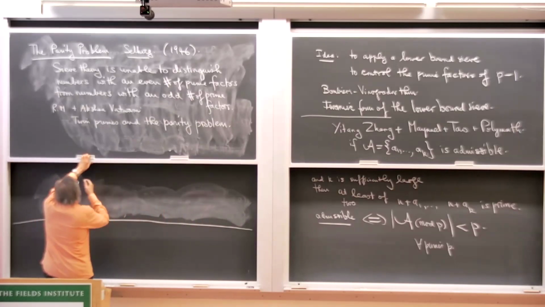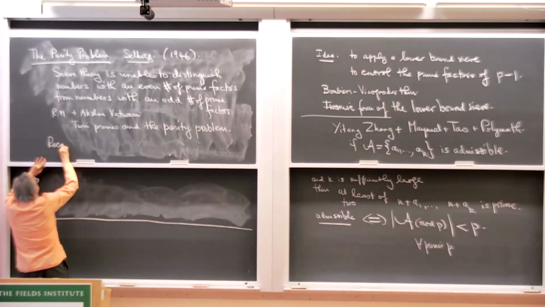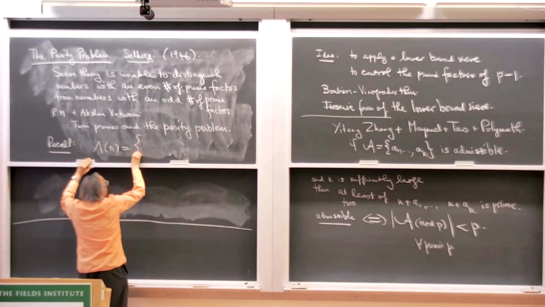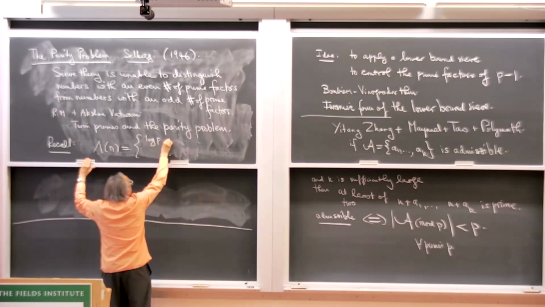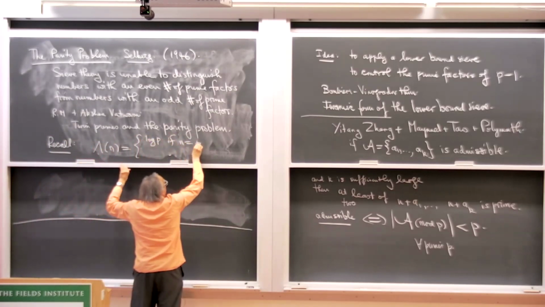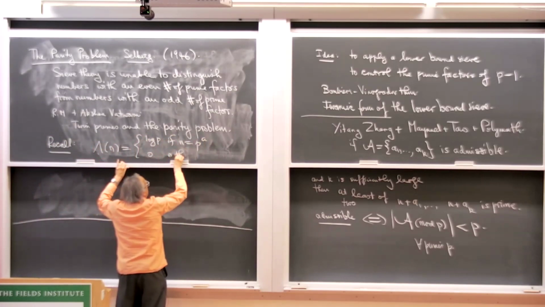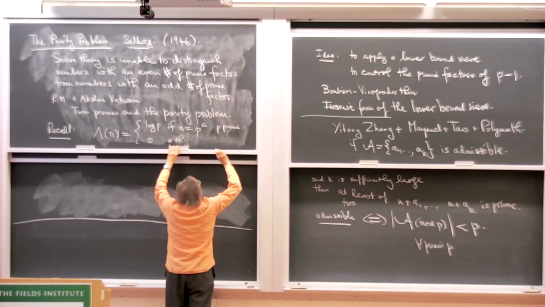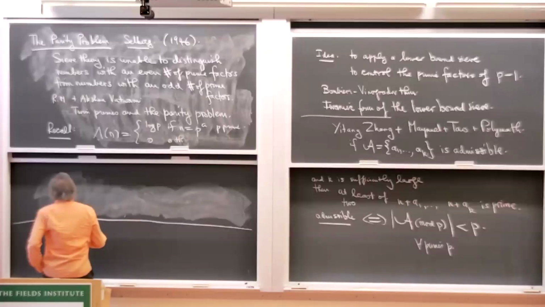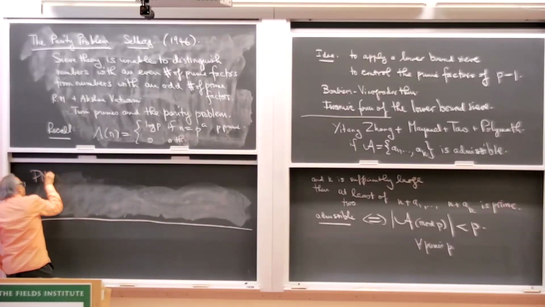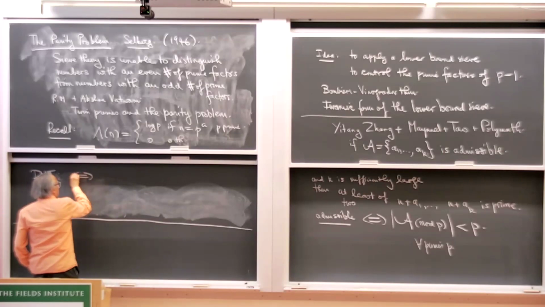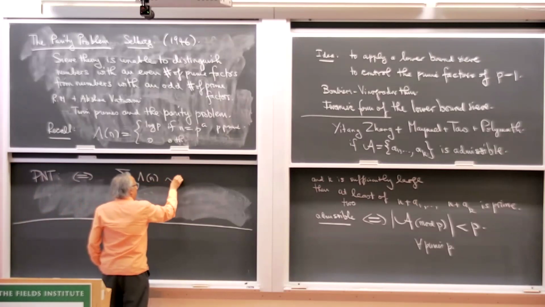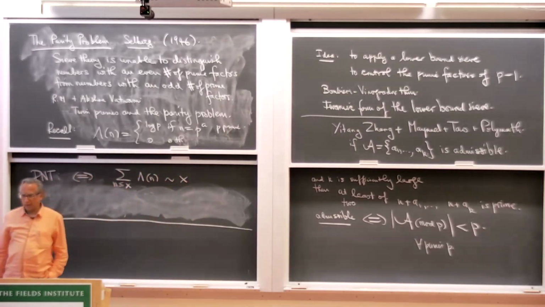So recall this von Mangoldt function. It's log p if n is a prime power p^k, where p is prime, and 0 otherwise. This von Mangoldt function is an interesting, important function. The prime number theorem is the assertion that the summation over n less than x of lambda of n is asymptotic to x. That's the prime number theorem.